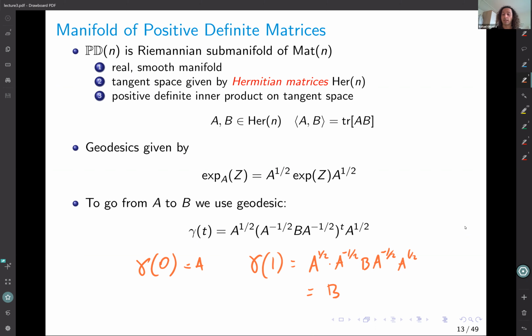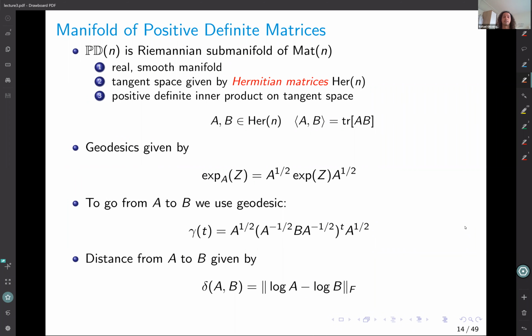Okay, and the metric here is given by the trace norm. If you want to know more details, you can see the references in the workshop write-up. And here the distance between A and B is given by the logarithm of A minus the logarithm of B, and you take the Frobenius norm of that. So this is the distance between two points in the Riemannian submanifold. All right, so for this class, all we're interested in is really the form of the geodesics. We're just interested that the geodesics are given by this form, and we don't need much more than that about the Riemannian submanifold.